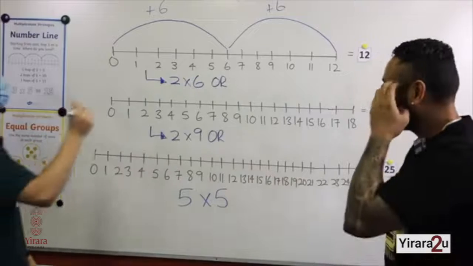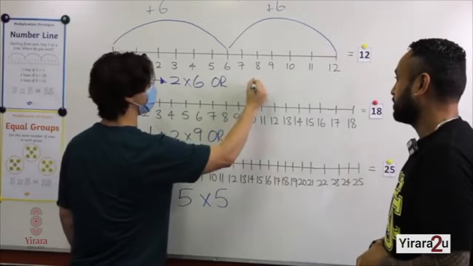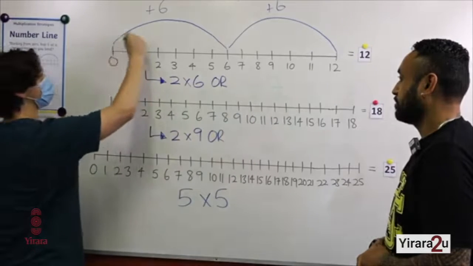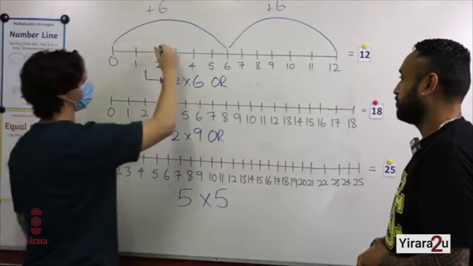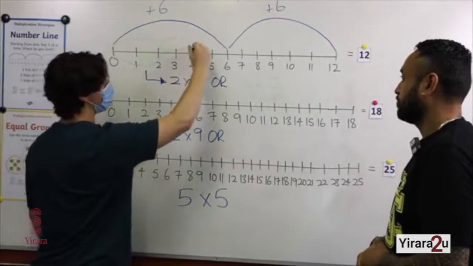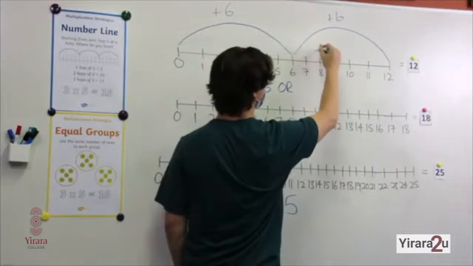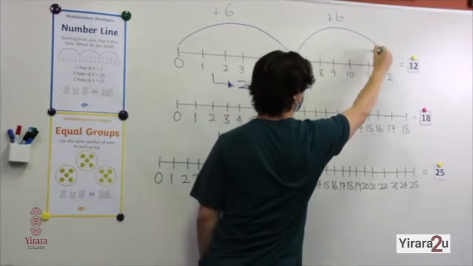What's another way of doing it, Mr. Keegan? Another way we could do it is 6 times 2, which is 6 groups of 2. So from 2 to 4, 4 to 6, 6 to 8, 8 to 10, and 10 to 12.